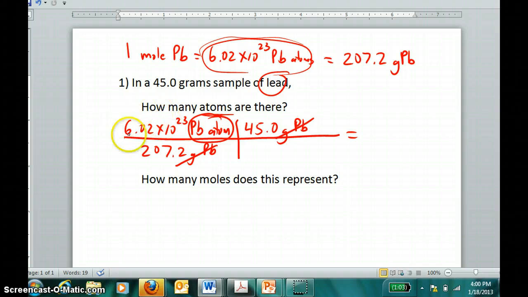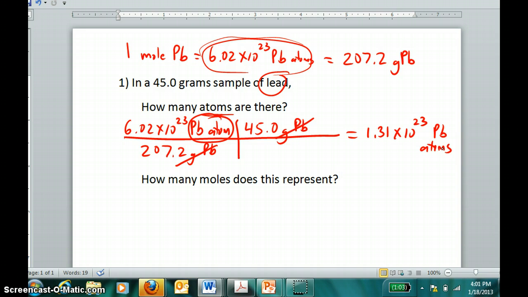Avogadro's number is a measured number with 3 digits. Atomic masses are measured numbers, 4 digits, and 3 digits for the mass of the sample that I measured. I want 3 digits in my answer. 1.31 times 10 to the 23rd lead atoms is the answer. And yes, it's a very large number of atoms.